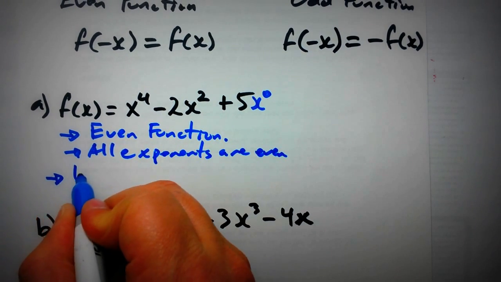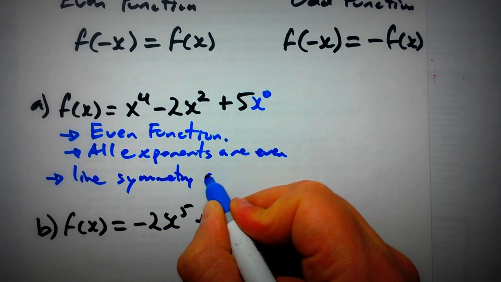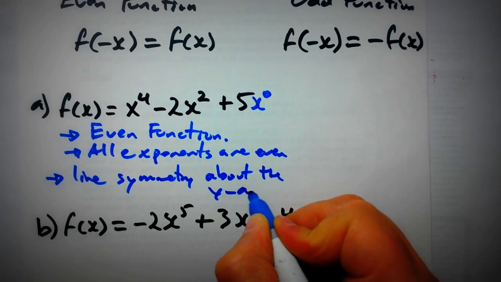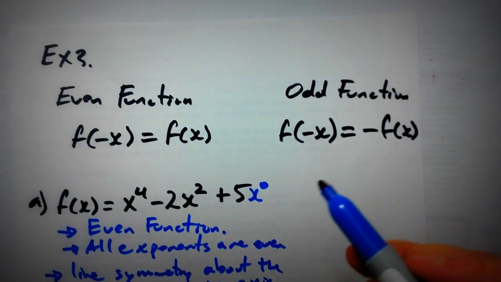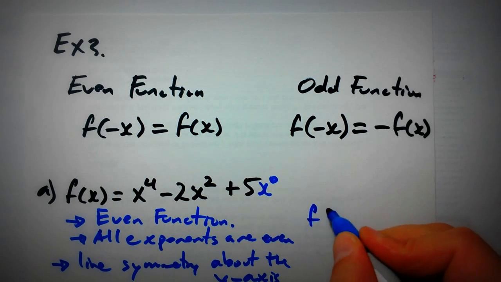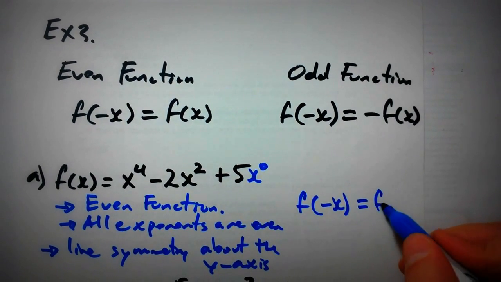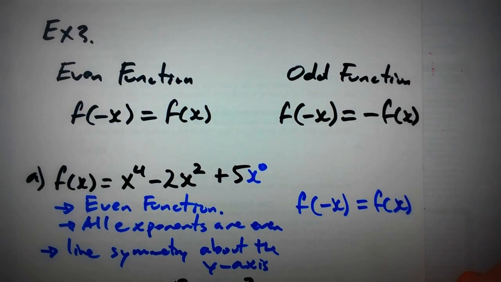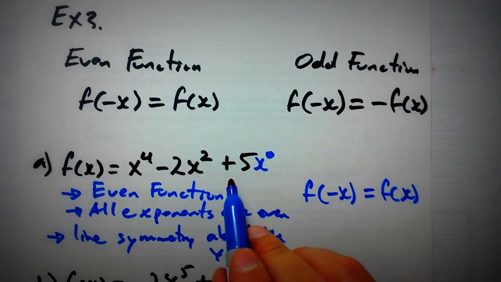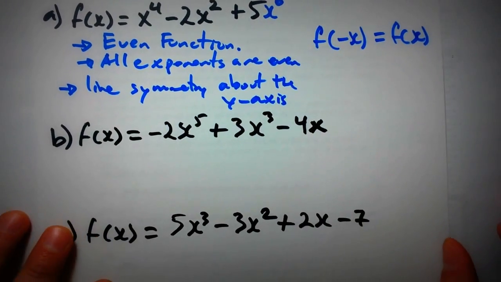y-axis. So it has a line symmetry about the y-axis. Okay, now on an even function this should be true. So I will leave it up to you to do it and to show me later on how that is true. Okay, so that means for every value of x, you're going to substitute negative x, and then you're going to expand, and then you should end up with that.